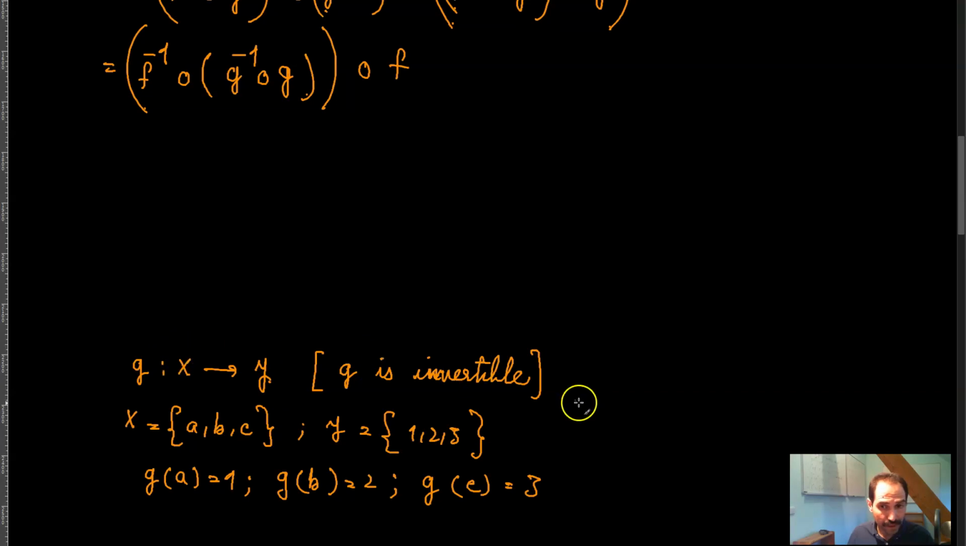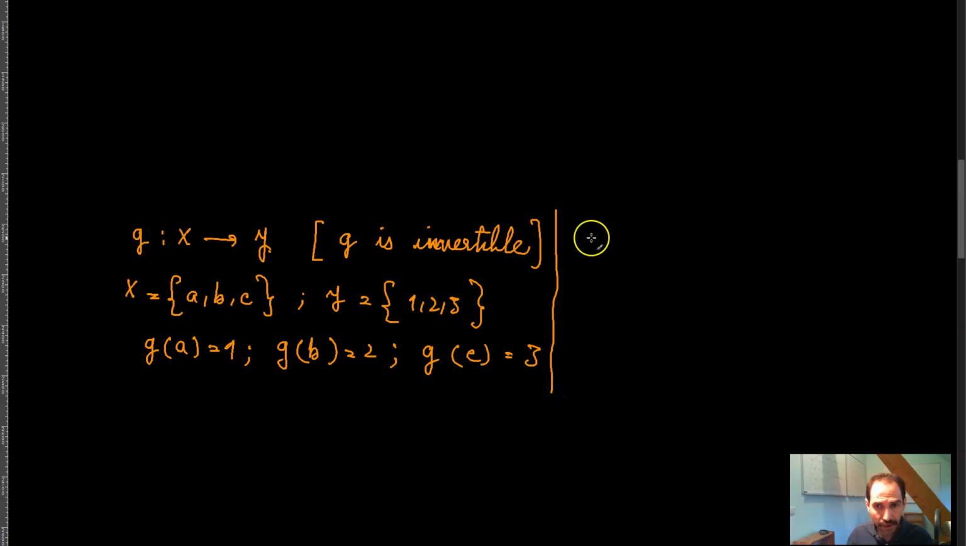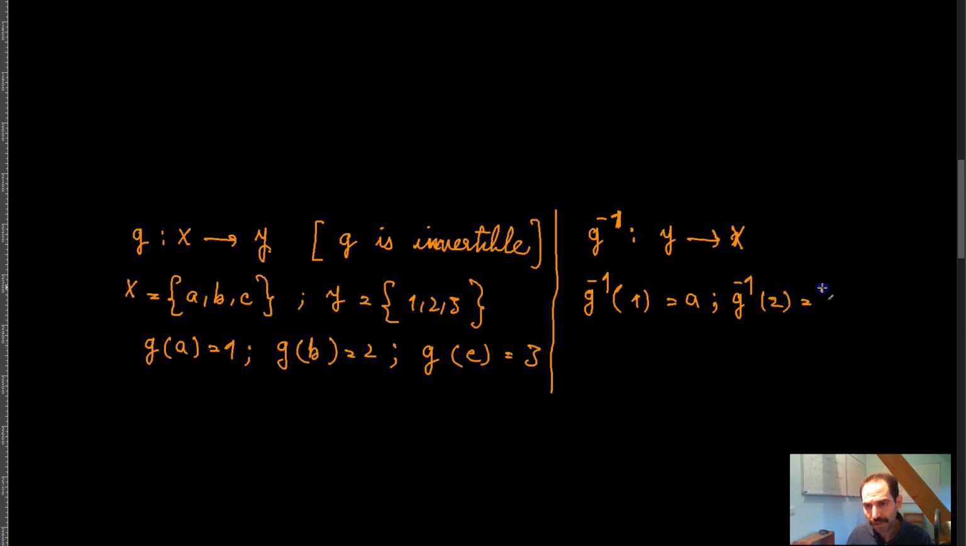And so based on this function, I can create another function G inverse, and I can say that this function G inverse goes from Y to X. The rule of the function becomes G inverse of 1 is equal to A, and G inverse of 2 is equal to B, and G inverse of 3 is equal to C.